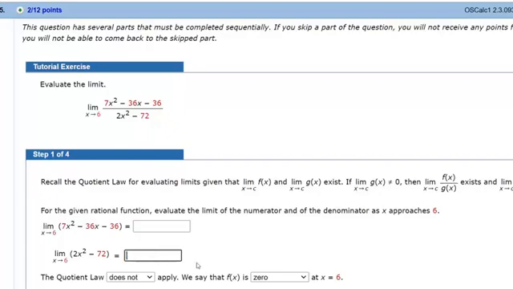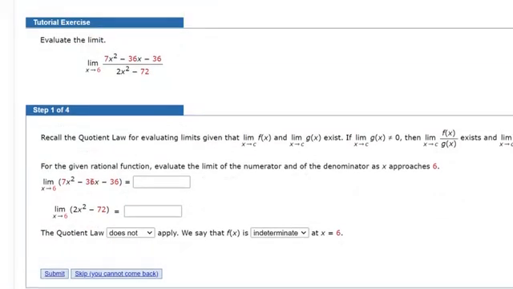Okay, just walking through the steps of the tutorial for question 5. The problem right now of trying to evaluate the limit is that it's indeterminate, because if you were to plug in 6 into the denominator, you would get out a 0. You have a divide by 0 error.